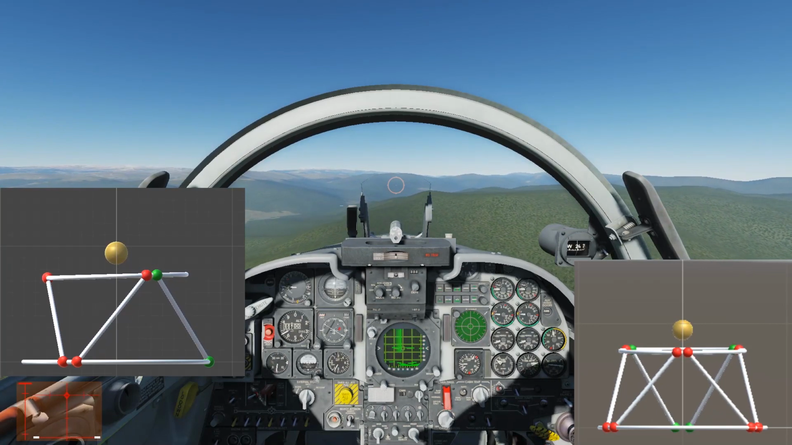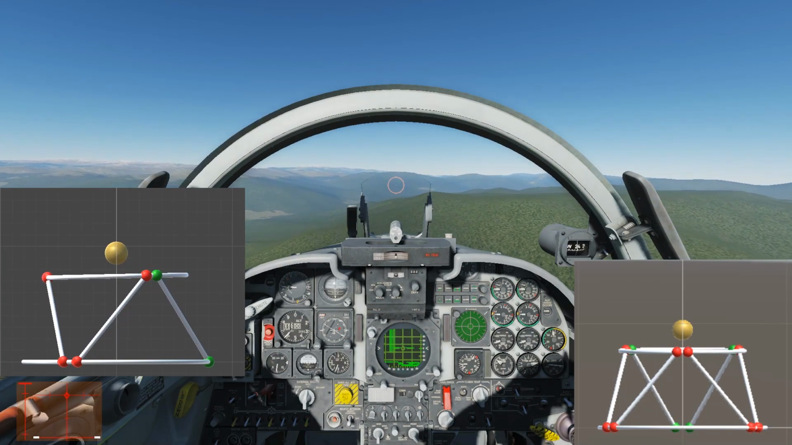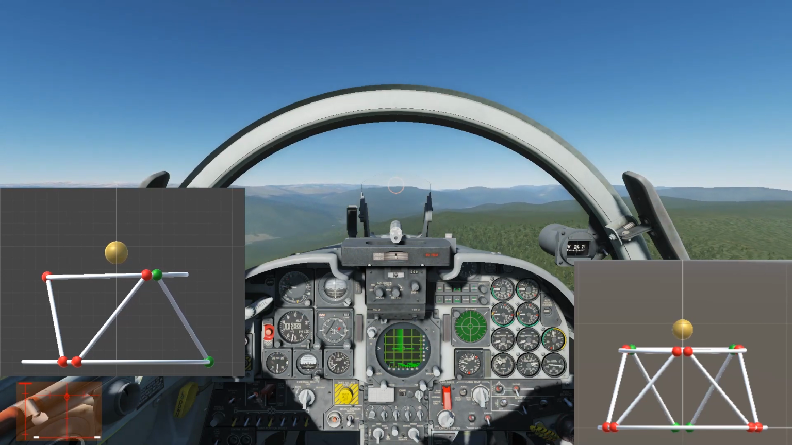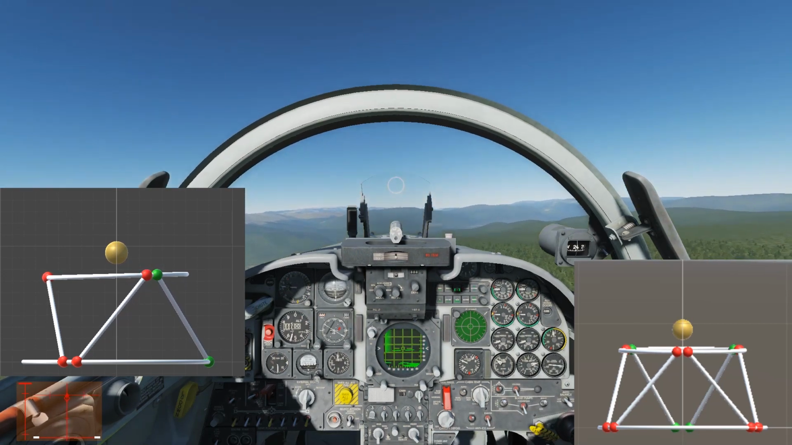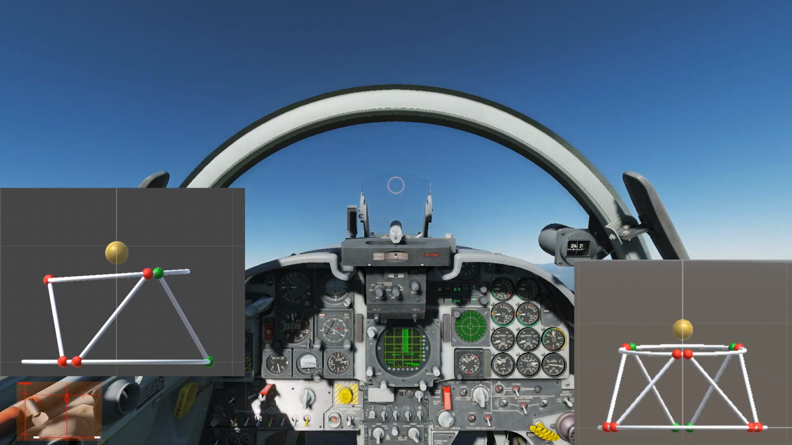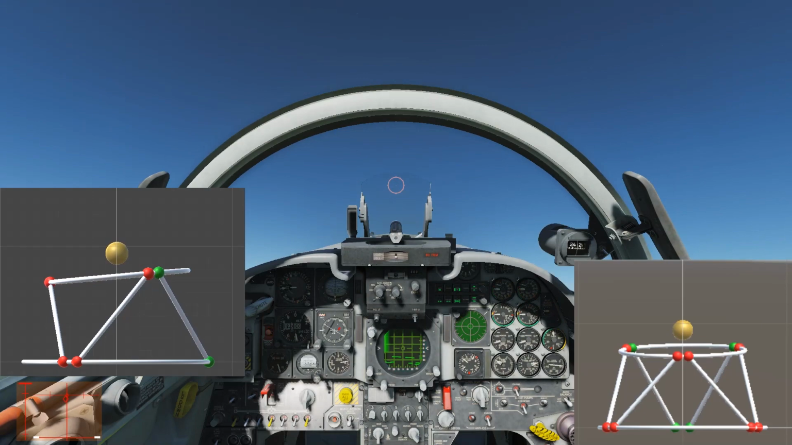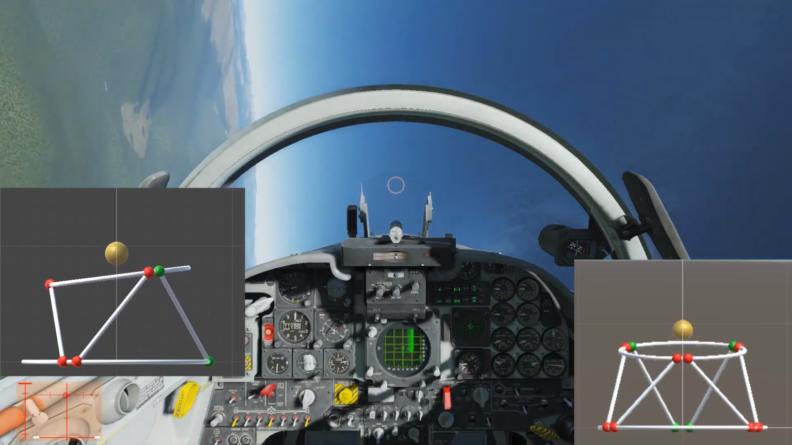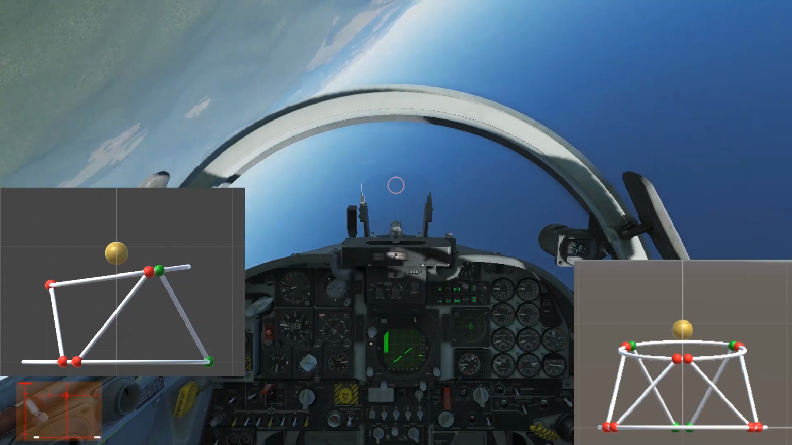So let's take a look at what it does. Probably a roll is the easiest to show you. And if I very gently pull up the nose, you see the platform almost does not react at all. And if I go into a very slow coordinated turn, then you will see that the platform shows barely any reaction at all. It's very gentle and very slow.